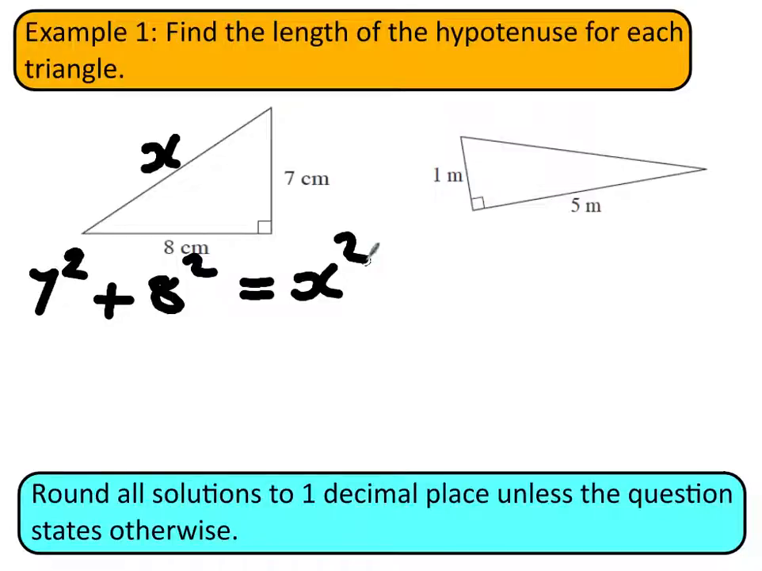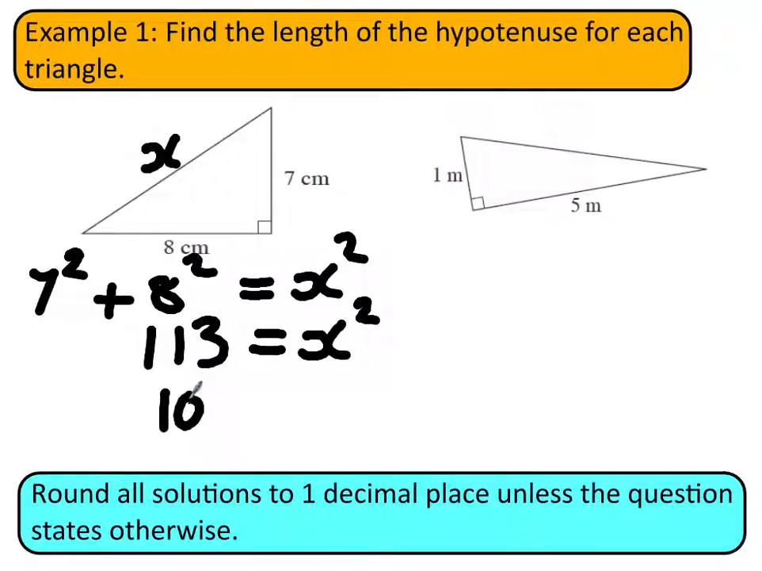If we work this out, 7 squared is 49, and 8 squared is 64, and if I add those together, I get 113. So that side, that hypotenuse squared, is 113. Now all I need to do is square root that on my calculator, and that comes up as, rounded to one decimal place, 10.6. So there's the length of the hypotenuse, 10.6.